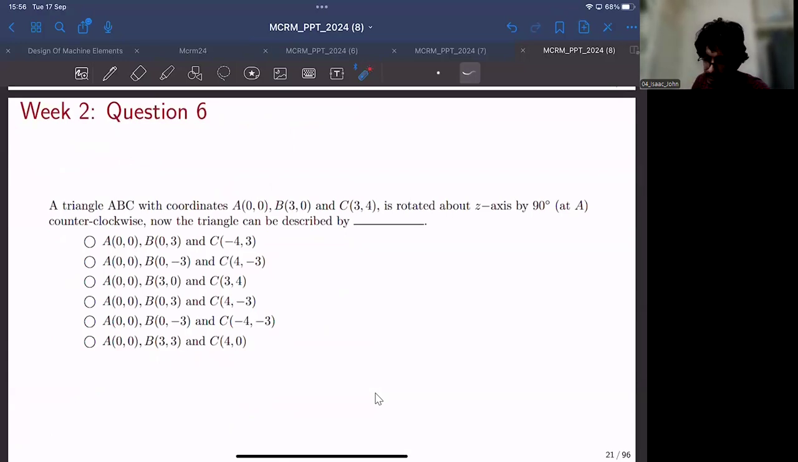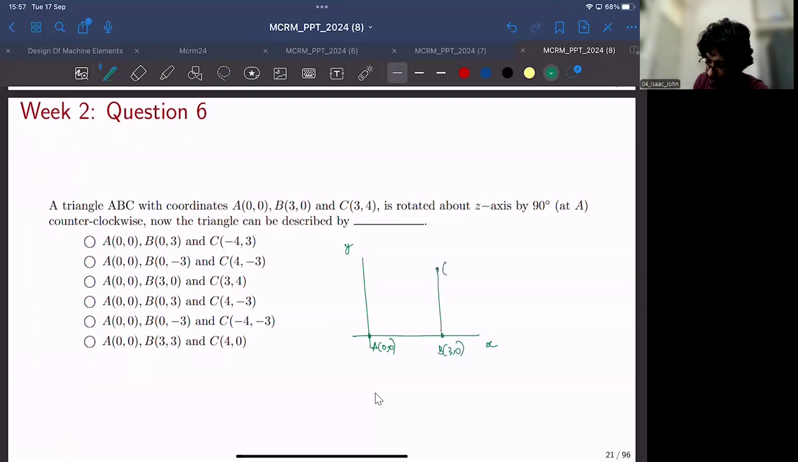Okay, so one sample question that we have seen is, we have a triangle with coordinates ABC, which is rotated about the z-axis by 90 degrees in the counterclockwise sense. So if you have a triangle like this, I'll call this the x-axis and this the y-axis. Point A is like this, (0, 0). Point B is like this, (3, 0). And point C is like this, (3, 4). So this is that triangle.